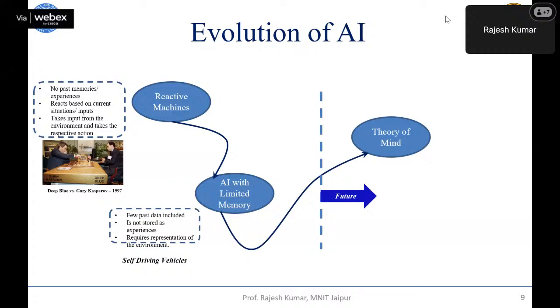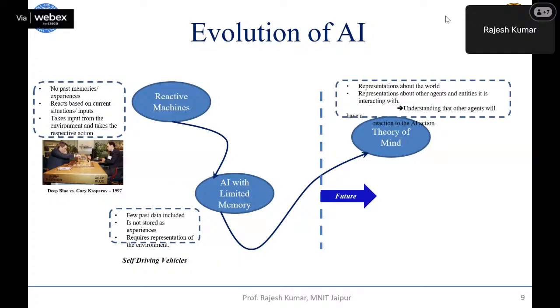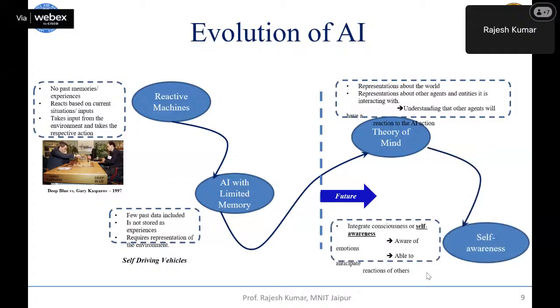The future is that everybody is working towards the theory of mind, how the mind works. When we talk about the theory of mind, it is basically a representation of the world, how the world can be represented, how an agent can learn, understand the environment and take actions. That is the theory of mind, and the ultimate goal is self-awareness. Can we make our algorithms or machines self-aware, aware of emotions, aware of reactions, and likewise?